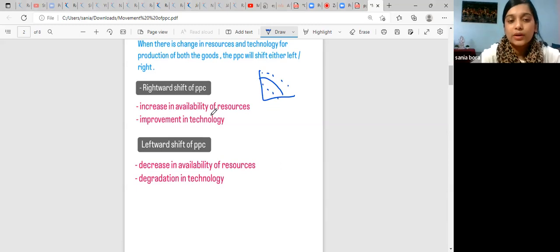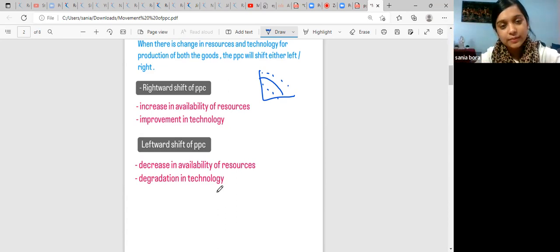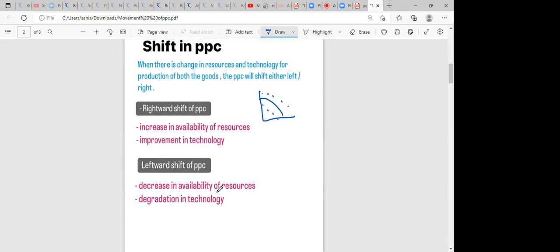Okay, so what is happening? Increase in availability of resource and improvement in technology. See, two factors are there, technology and resource. If there is an increase in resource or there is improvement in technology, modernization in technology, then your PPC will shift rightward. But leftward, when there is a decrease in availability of resource and deterioration or degradation in technology, then your PPC is going to shift left. Clear? Yes, ma'am. So right is always the good one.